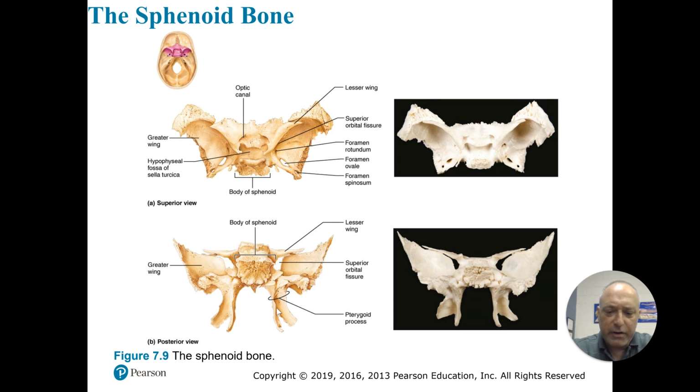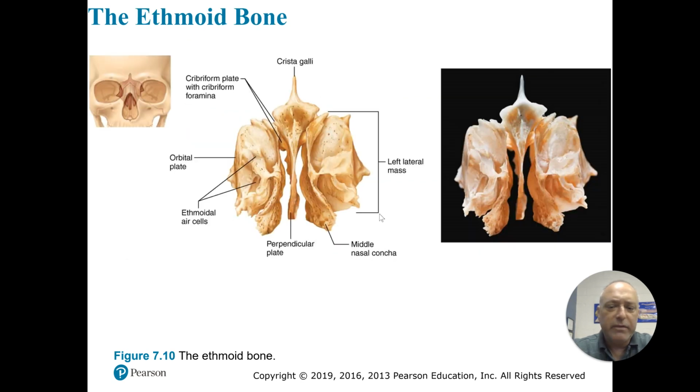Inferior, you see a pterygoid process. So the sphenoid bone is the top part of the nasal area. And the ethmoid bone, it has a few different domains, like the crista galli, cribriform plate, the orbital plate, perpendicular plate, and then the middle nasal concha.